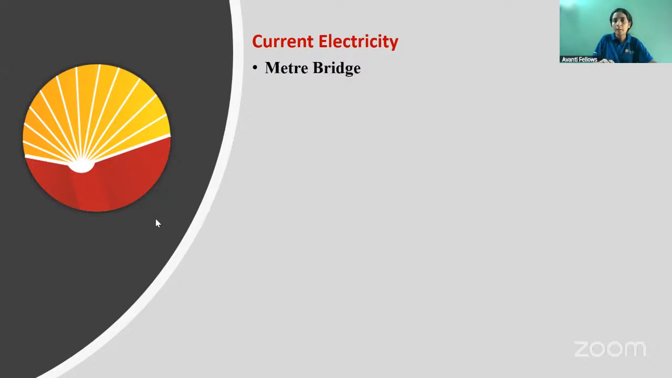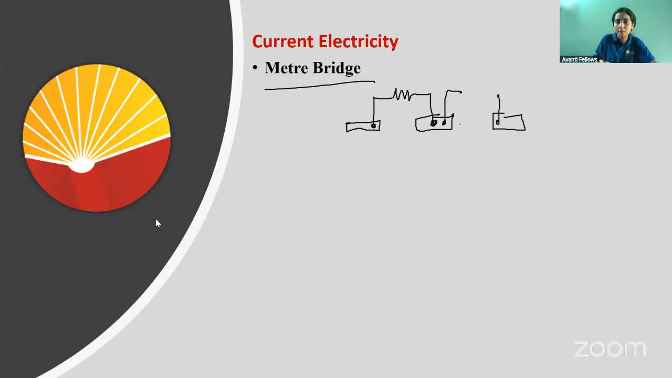Okay? Meter bridge is a structure. What does a meter bridge look like? It is basically used to calculate unknown resistance. Here there are two metal clamps. One metal clamp is like this, and here the unknown resistance is connected. Then there is another metal clamp, and here the standard resistance is connected, that is, a resistor whose resistance value is known.